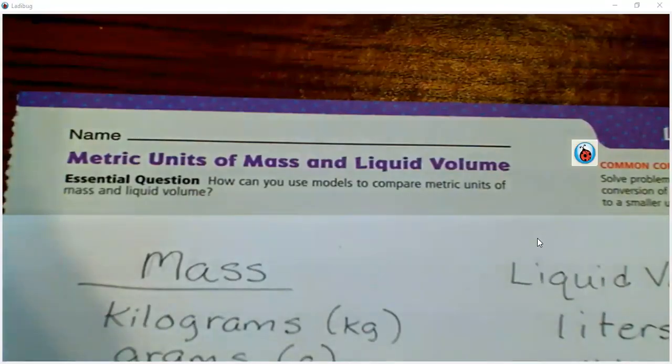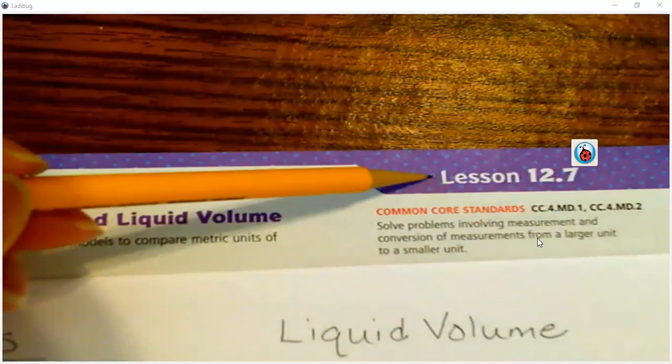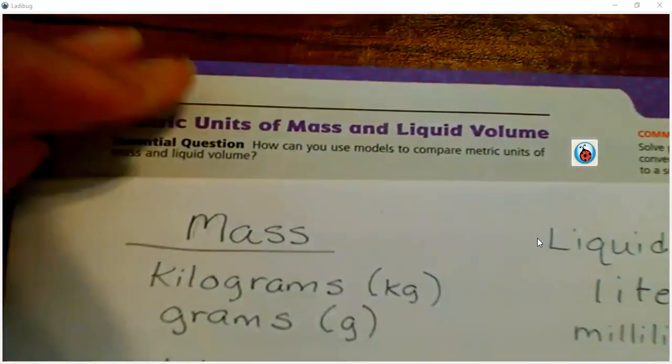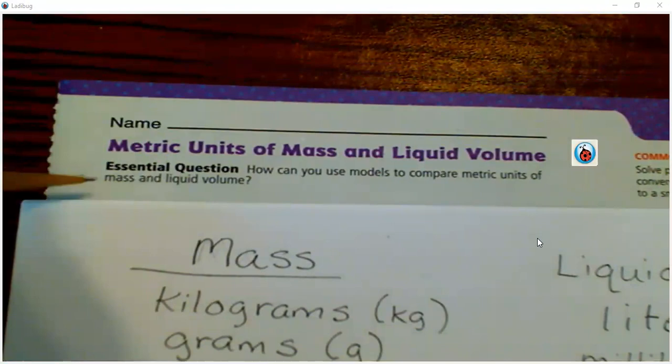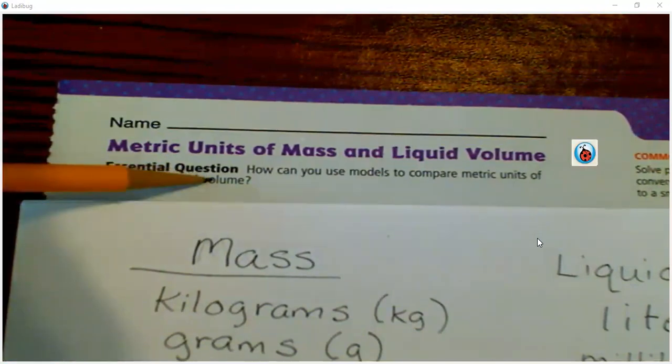It's Mrs. Murphy. Today I will be teaching you about metric units of mass and liquid volume, and that is going to be from our book, Chapter 12, Lesson 7. So let's just take a minute and we'll read our essential question here. It says, how can you use models to compare metric units of mass and liquid volume?